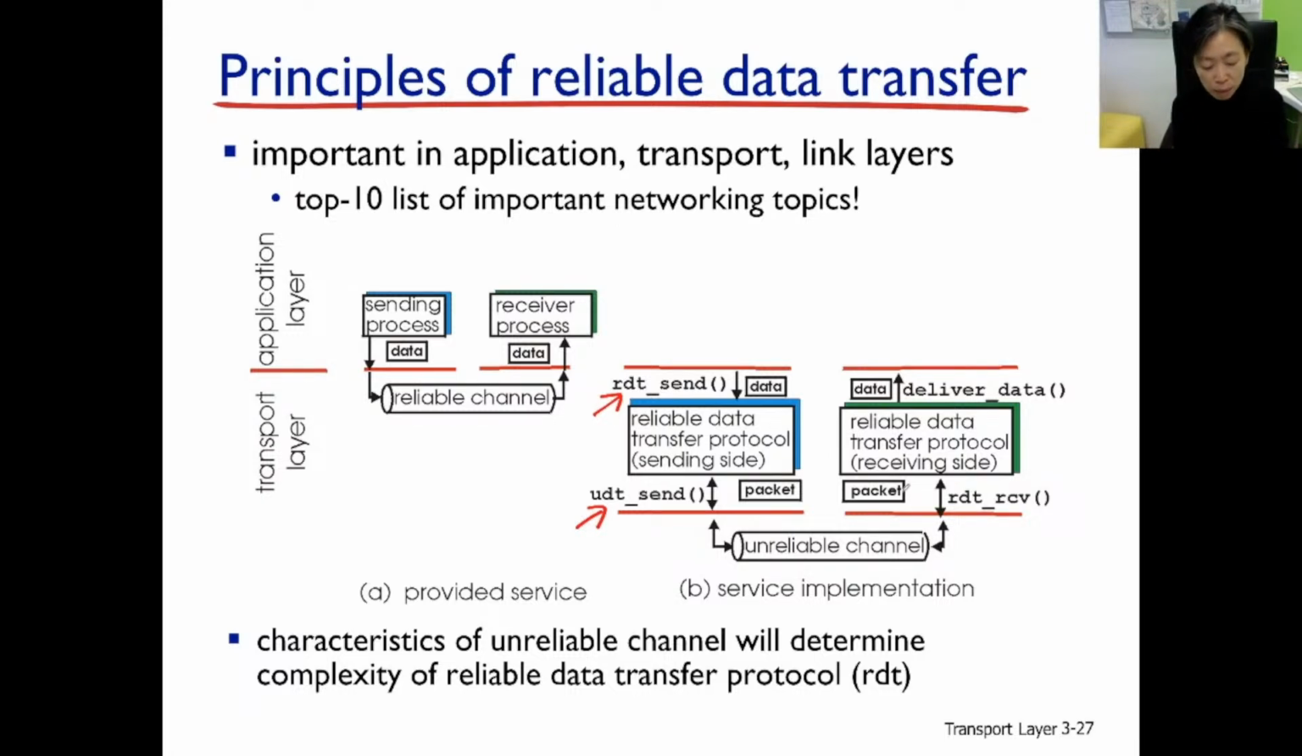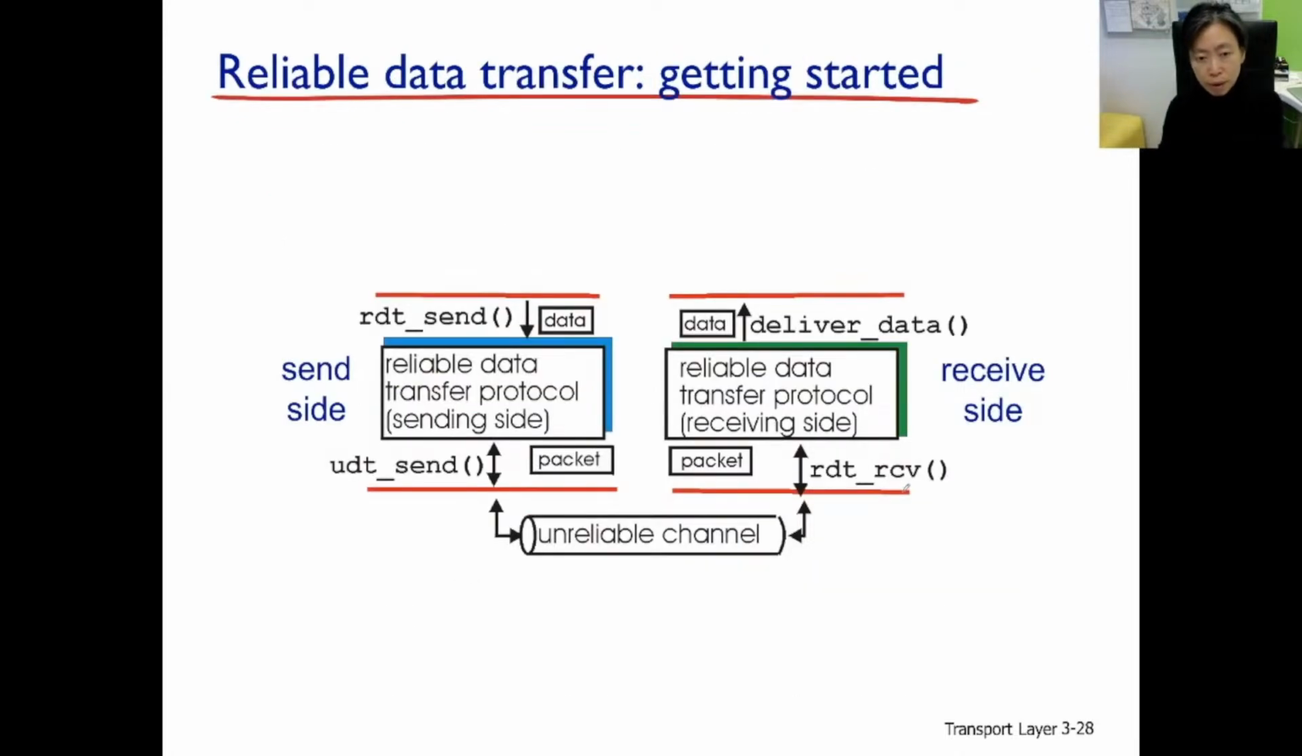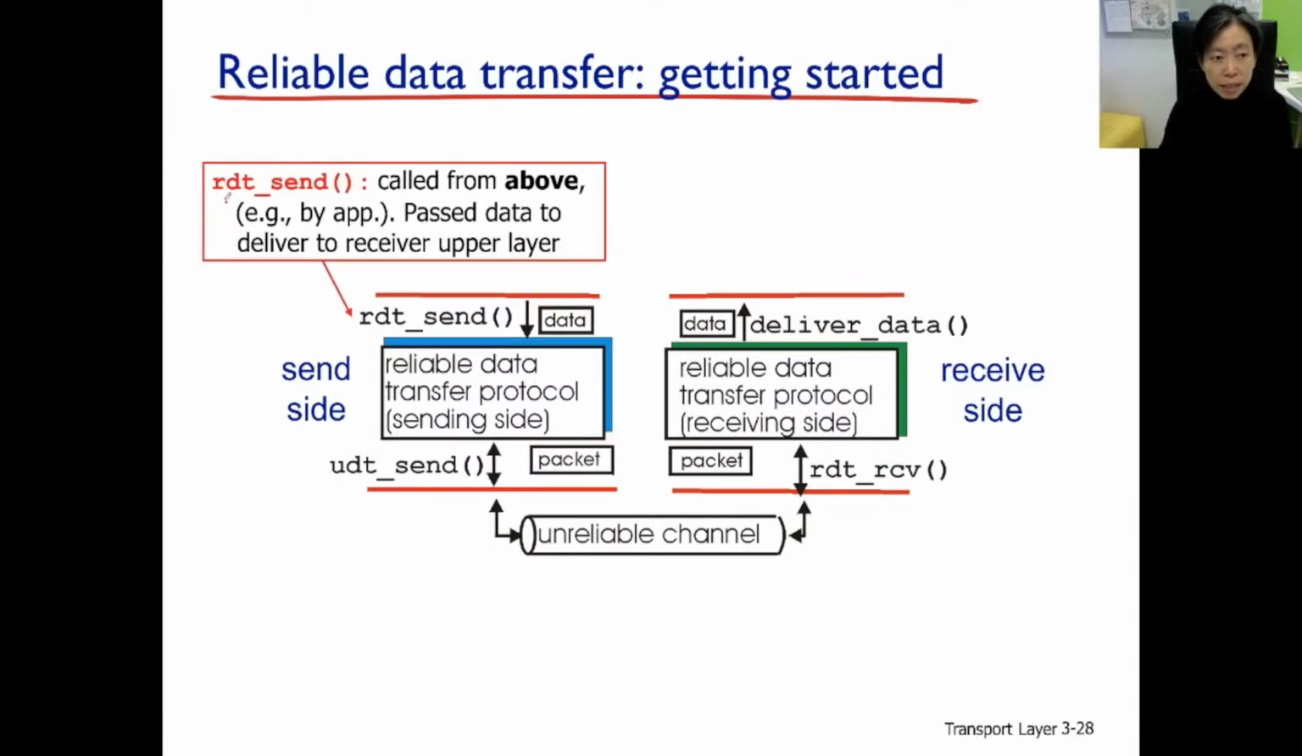So let me blow it up and explain a little bit further. All right, so the sending process here is generating messages. Those messages get passed down to the transport layer. And those messages are now called data. All right, and RDT send is the function the sending process calls to pass the data down. So RDT send here is to be called from above, from the sending process. And it is to pass the data down such that it will arrive at the receiver end.